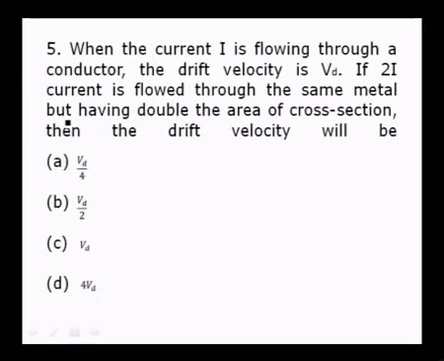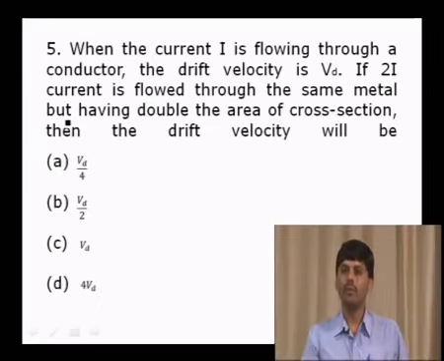Question number 5. When current I is flowing through a conductor, the drift velocity is Vd. If 2I current is flowing through the same metal but with double the area of cross section, then the drift velocity will be: option A, Vd by 4; option B, Vd by 2; option C, Vd; option D, 4Vd.